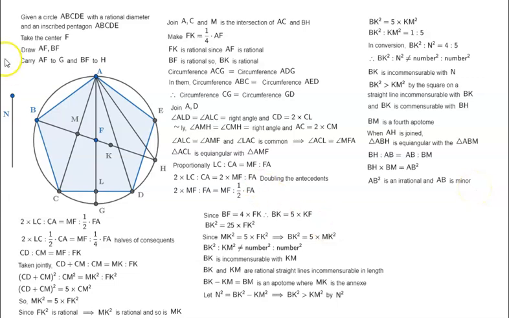So we have shown that given a circle ABCDE inscribed by a pentagon which has its diameter rational, then the side of the pentagon is a minor. So that is proposition number 11 of book 13 of Euclid's Elements.